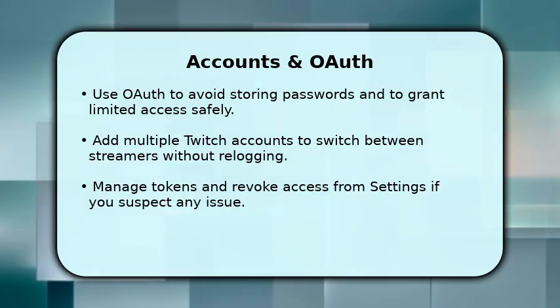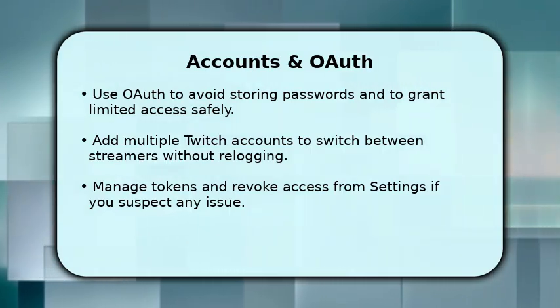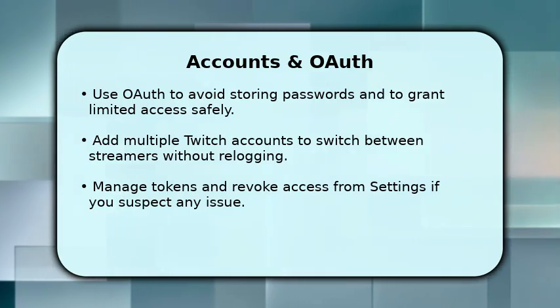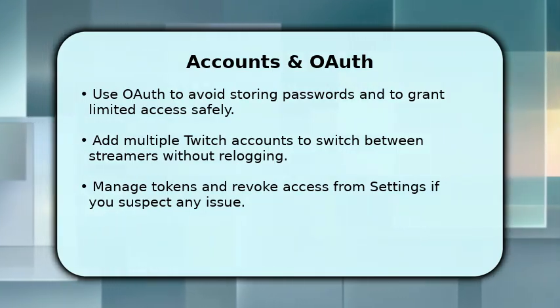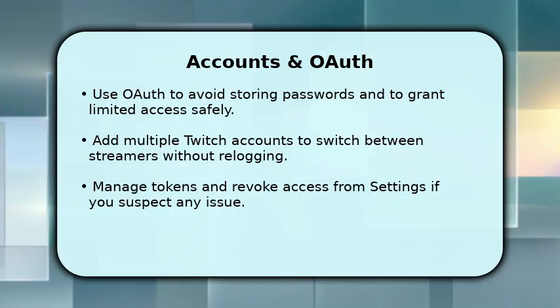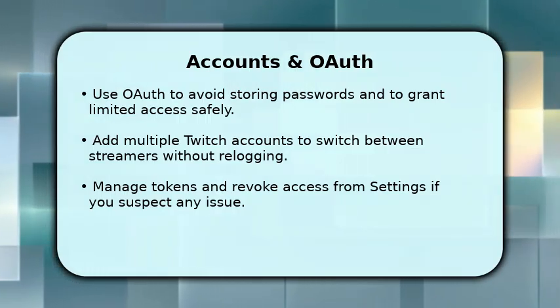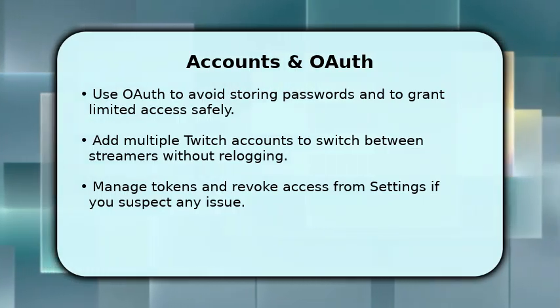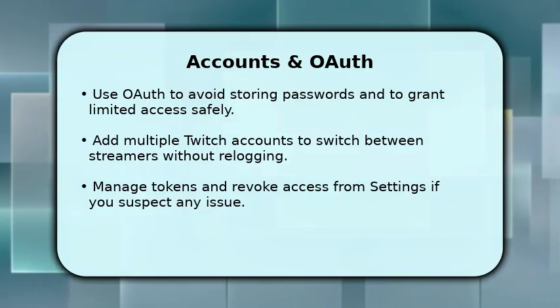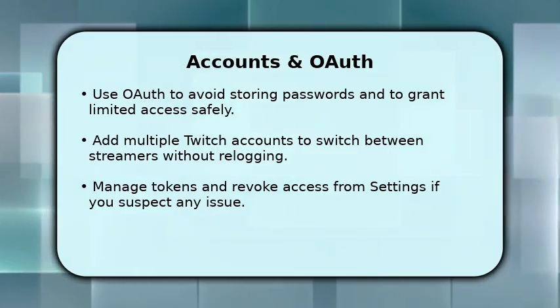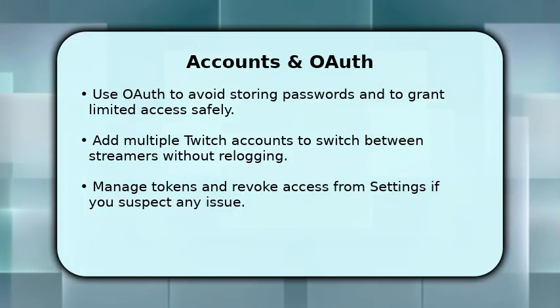Go to Accounts, choose Add Account, and follow the OAuth flow to authorize access. If you prefer tokens, paste a valid token into the token field and label the account. After connecting, set a default account for joins and whispers. Always verify by opening a channel and checking your displayed username and emote rights in chat.